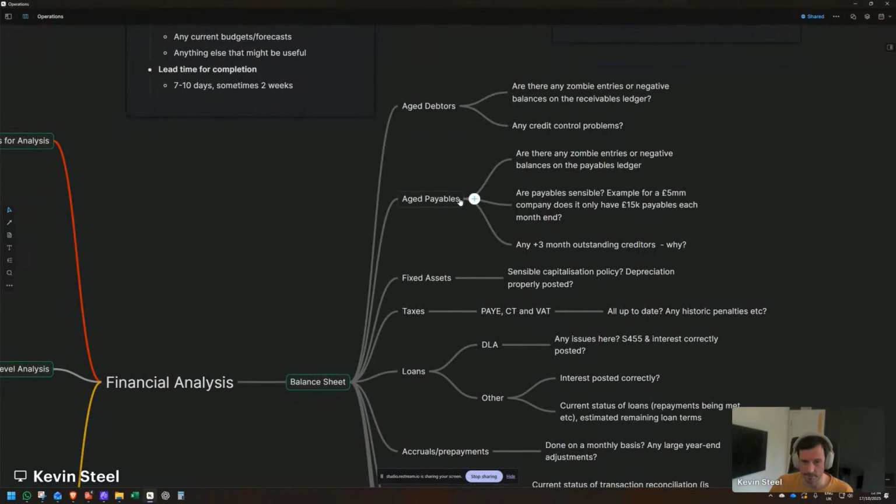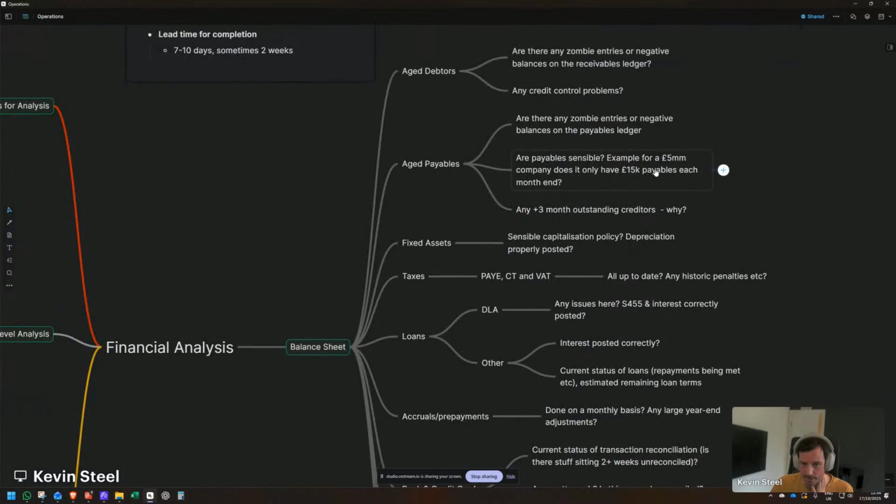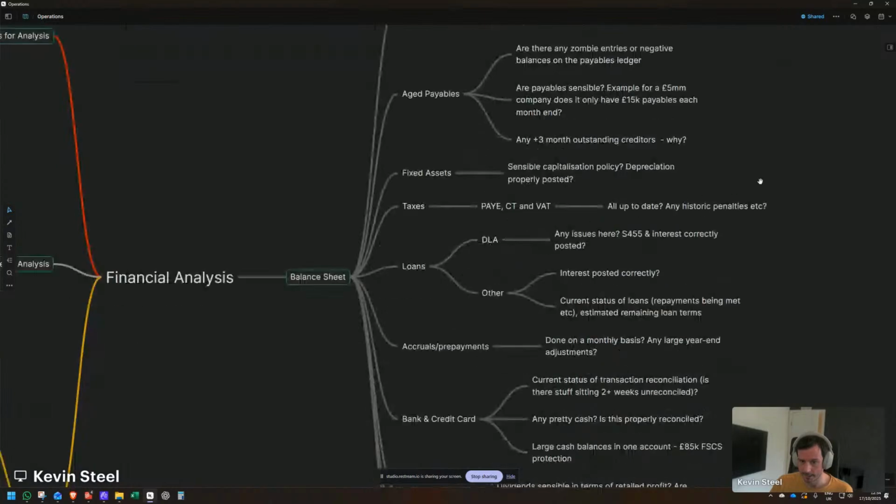Have a look at payables. Again, any zombie entries or negative balances in the payables ledger. Is the payables ledger sensible? For example, if a £5 million revenue company only has 15K sitting in aged payables / trade creditors at a month end, that's going to ring alarm bells because that sounds like fiction, which would probably indicate that there's a bookkeeping problem. And are any aged payables outstanding for 3 months or longer?